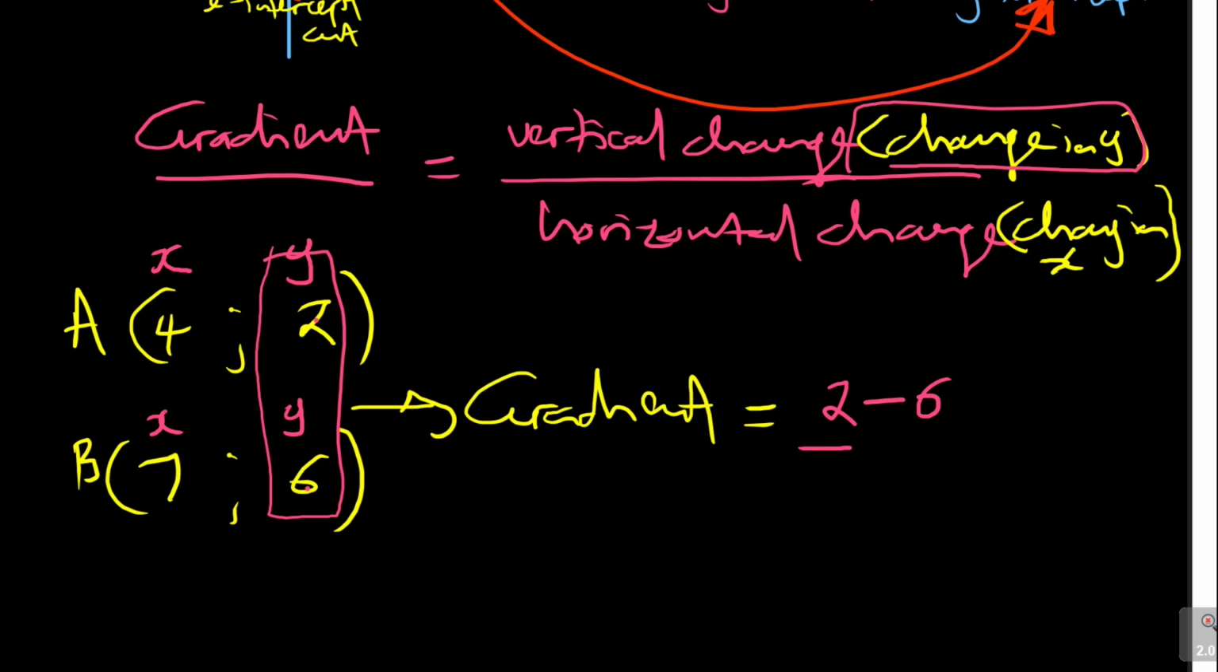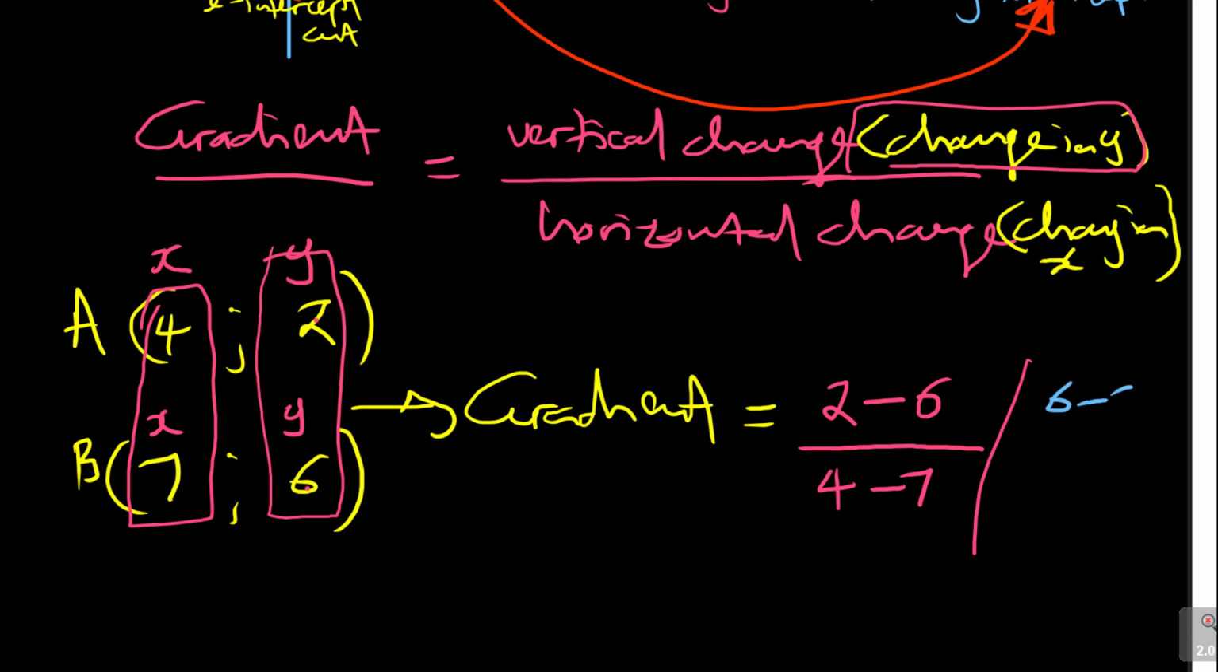Over, the way you did it, if you say 2 minus 6, you must follow the same thing here about the change in x. You must say 4 minus 7. Don't change that. Don't say 7 minus 4. Or you could have said it the other way around: 6 minus 2, starting from the bottom going up, but at the same time we must say over 7 minus 4. You must always be consistent.